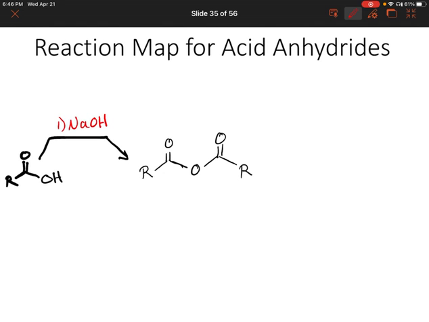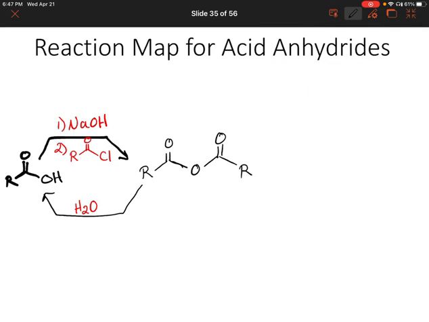And then we'll react that carboxylate with an acid halide. And of course, we can change that R group on the acid halide or on the carboxylic acid to create whatever type of anhydride that we want to form. Now, we could also go back in the other direction. So we could reform the carboxylic acid just using hydrolysis. So we would just add some water.